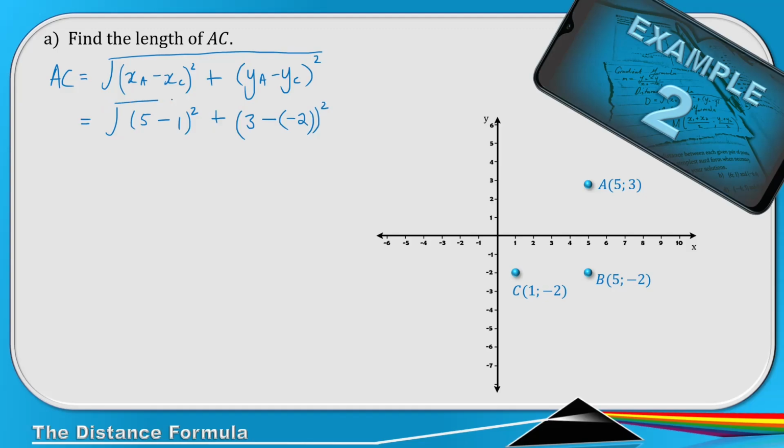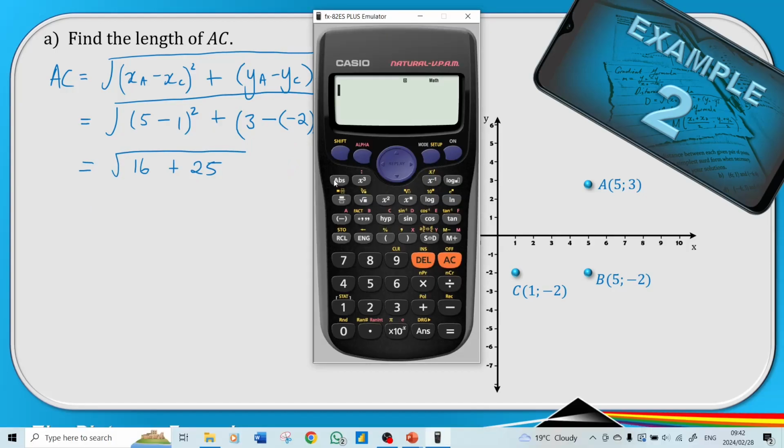Now you can put it in the calculator just like this. Me personally, I just like to simplify things first a bit, just to reduce the amount of typing I do. So 5 minus 1 is 4, and 4 squared is 16. Then 3 minus a minus becomes a plus, so 3 plus 2 is 5, and 5 squared is 25. Okay, then we can put it in the calculator like that. So we've got the square root of 16 plus 25, and that is the square root of 41.